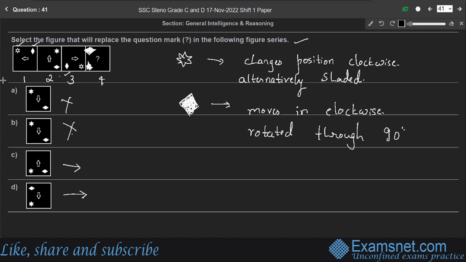In option D, we have this diamond shape or kite shape, which is shaded, in the top left corner, and horizontal. Therefore, option D will be the right answer.